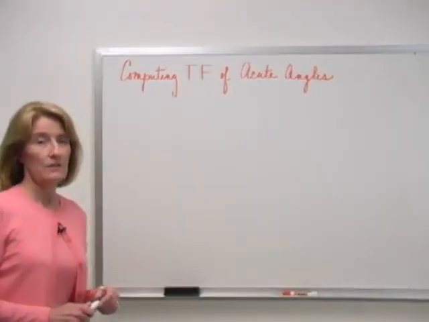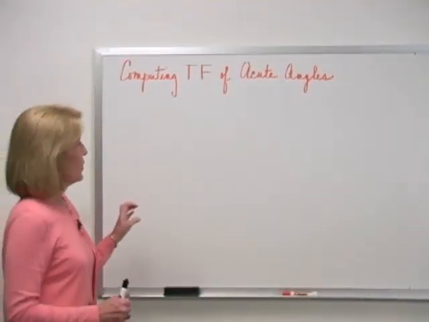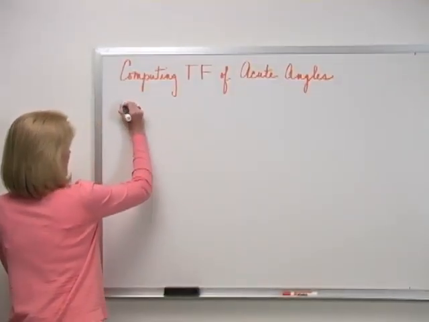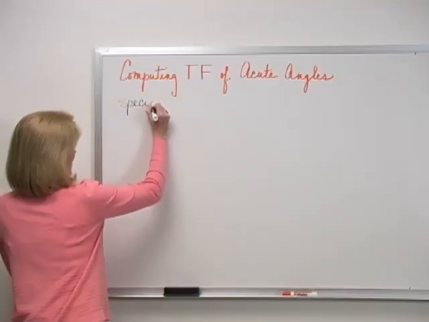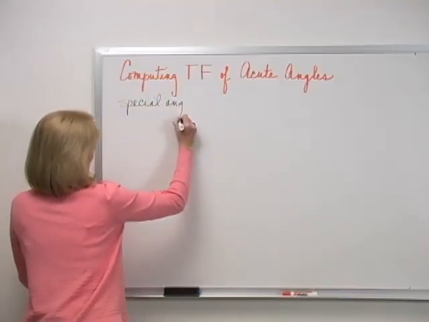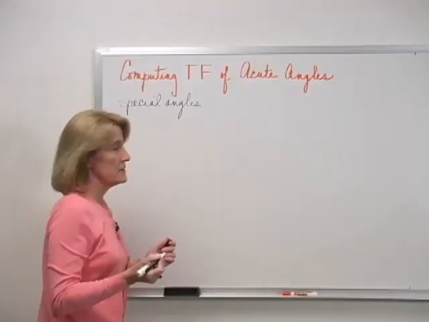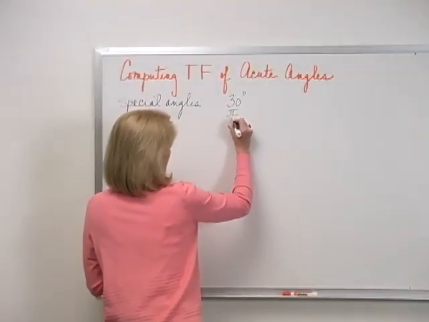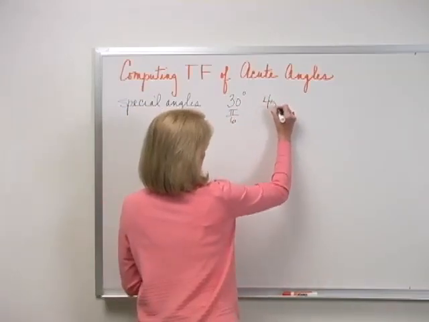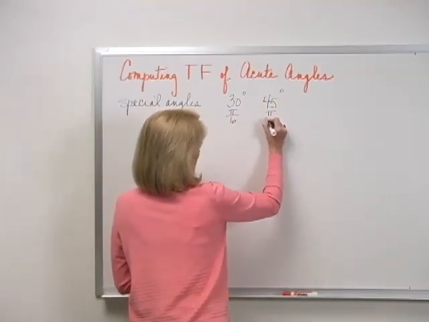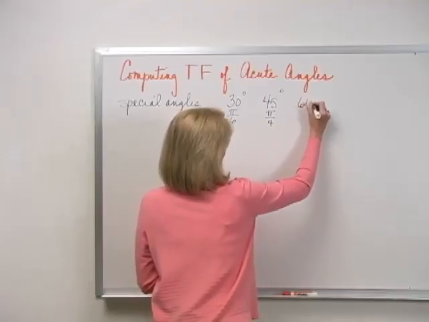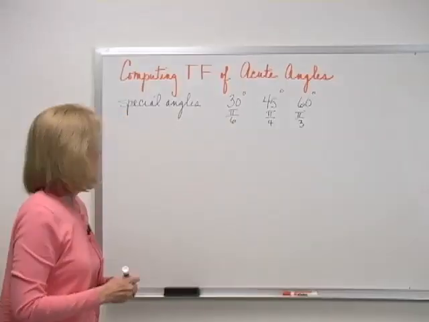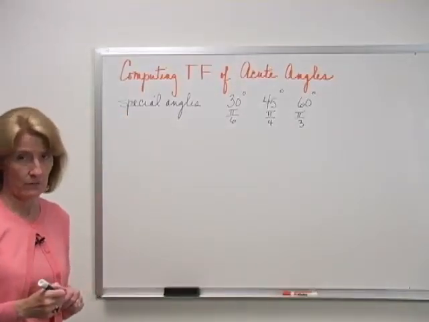Computing trig functions of acute angles. Let's first talk about 3 acute angles. We call these special angles. Let's look at a 30-degree angle, which is pi over 6, a 45-degree angle, pi over 4, and then a 60-degree angle, pi over 3, and let's talk about finding the trig functions of these angles.